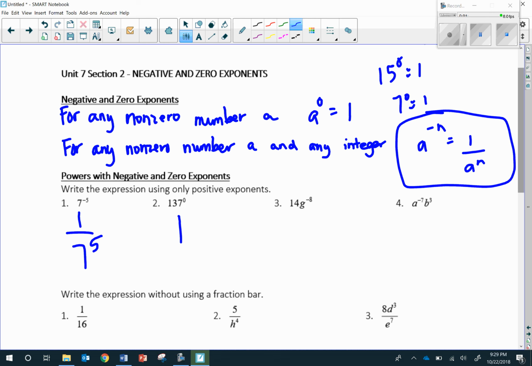Number 3, we have 14g raised to the negative 8 power. So 14 is going to stay in our numerator, but our denominator will simply equal g raised to the 8th power. With number 4, b to the 3rd power, or b cubed, stays in our numerator, and a raised to the 7th power is in our denominator.